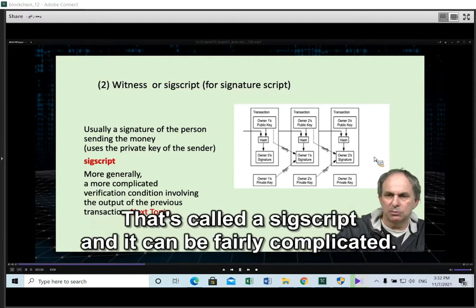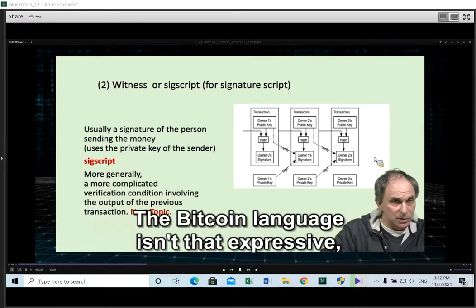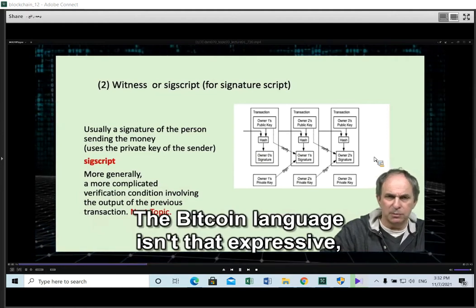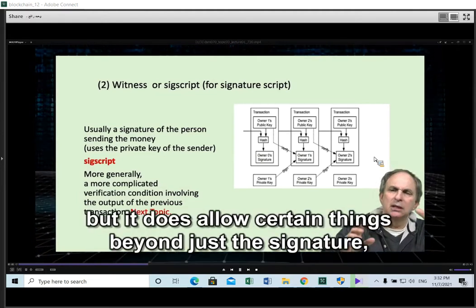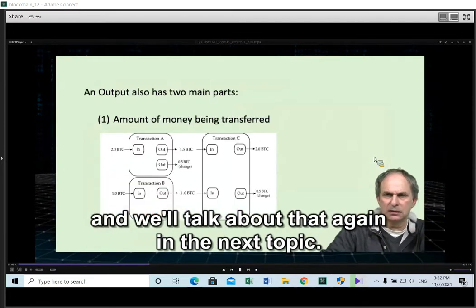And that's called a SIG script. It can be fairly complicated. The Bitcoin language isn't that expressive, but it does allow certain things beyond just the signature, and we'll talk about that again in the next topic.